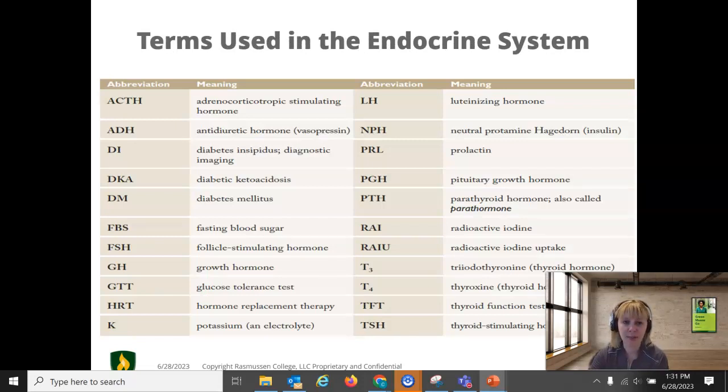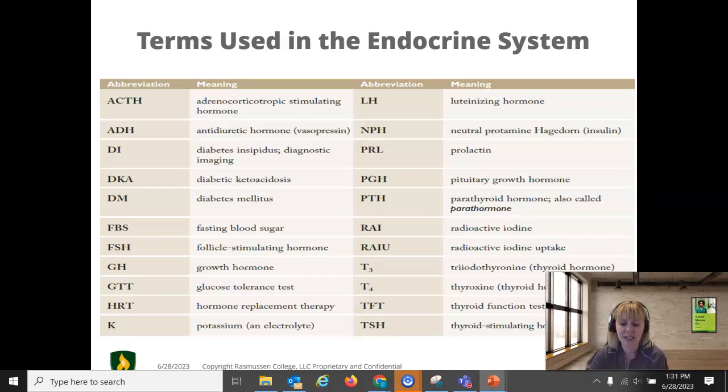In this slide, you will see some of the common terms and common abbreviations that are used within the endocrine system. Things like ACTH, which is produced by the adrenal cortex, that is adrenocorticotropic hormone. ADH is produced by your kidneys, that's an antidiuretic hormone, or also called vasopressin. You have LH and FSH, which are produced by the ovaries and the testes. LH is your luteinizing hormone, and FSH is a follicle stimulating hormone.